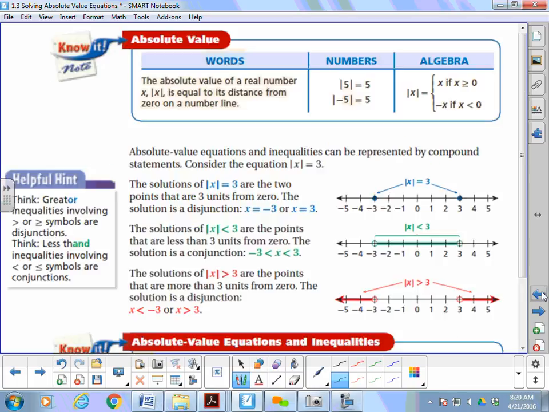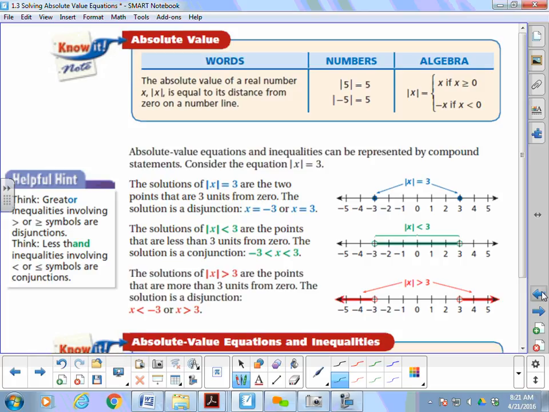Okay, absolute value. So we know absolute value is the distance a number is from 0 on the number line. So the absolute value of 5 is 5. The absolute value of negative 5 is 5. Now, one of the things we're going to look at also is not just equal to, but greater than and less than. And they have this helpful hint over here, it says think.